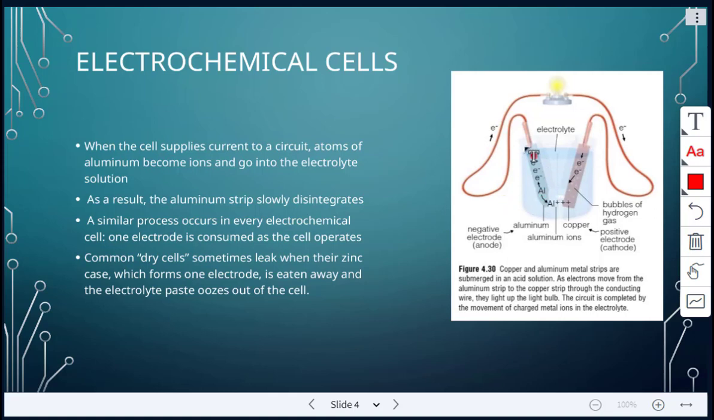Once this electrode, this aluminum one, or if it's zinc, once it's completely eaten away by the cell, it will no longer create electricity. If it's a dry cell, this one's a liquid. If it's a dry cell, it will work pretty much the same way, but instead of a liquid, the electrolyte is in the form of like a paste. So that's a benefit of a dry cell, is you can move it around in different arrangements, whereas if it's a wet cell, it has to be kept upright, all right, so that there's no spills.